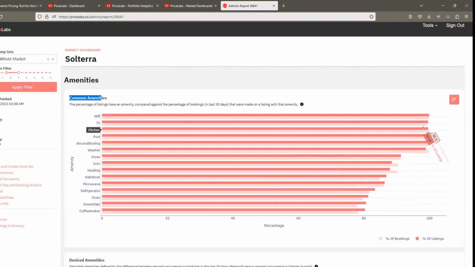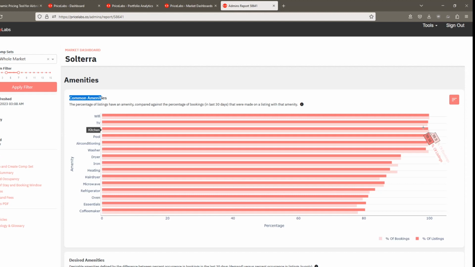99.58% of the listings have a kitchen, which, if it's a short-term rental property, yes. And we're talking here about 4 to 7 bedroom properties. So there are a solid 0.4% of properties that haven't listed kitchen as an amenity on Airbnb here.